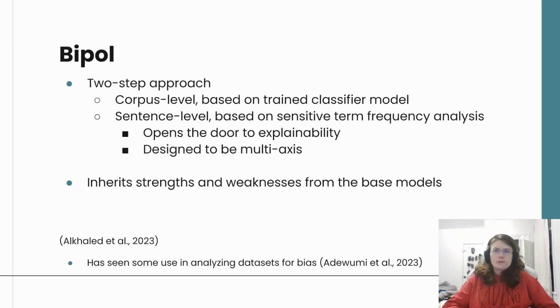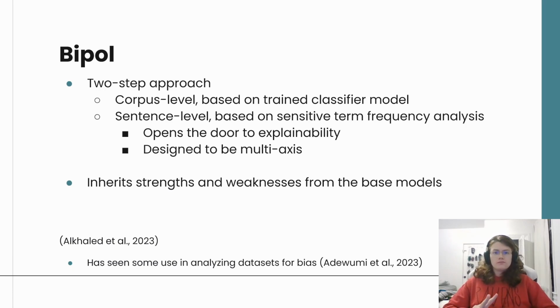One more existing approach for analyzing bias in samples of text is called bipol. It's short for bias and polarization. It's, so creative with the name. Now, this one's special for a couple reasons. First, and most obviously, it's kind of a compound model. It takes an existing model and then it augments it with another kind of more classical approach. We'll talk more about that in a second.